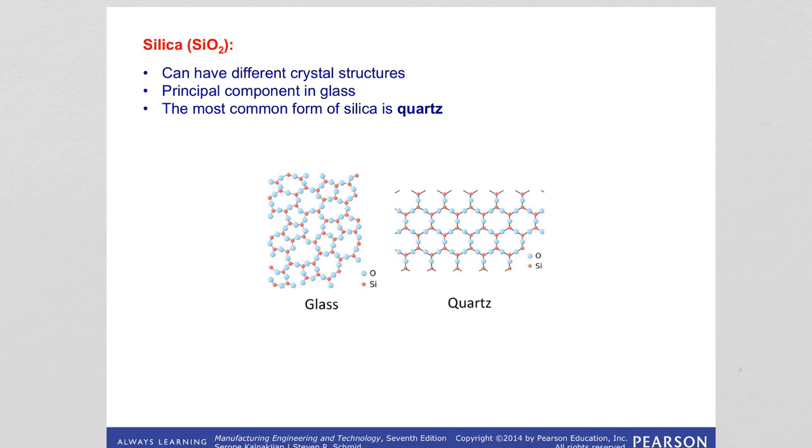So silica is abundant in nature and it can have different crystal structures. It can have a crystalline structure like quartz, like we are seeing how silicon and oxygen are arranged, and it can have an amorphous structure like in glass. Most common glasses contain more than 50% silica with other oxides, and the most common form of silica is quartz.